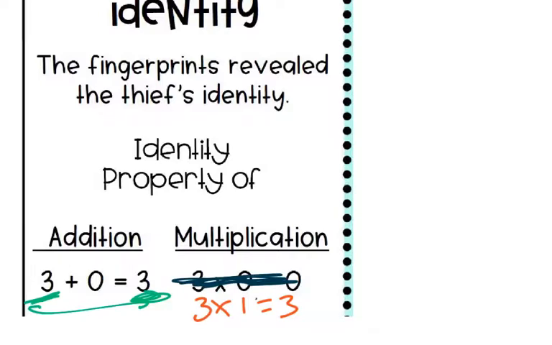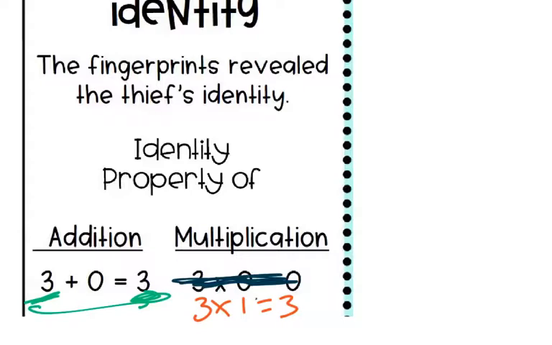Multiplication. Now you see that I crossed out the identity property times 0, because you know anything times 0 is going to be 0, okay? Now, the identity property of multiplication, we're going to use that when you multiply by 1. So any number multiplied by 1 stays the same, right? So 3 times 1 is 3. A million times 1 is a million. 355 times 1 is 355.